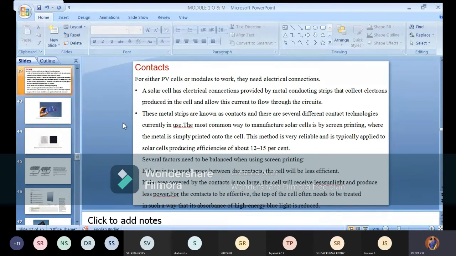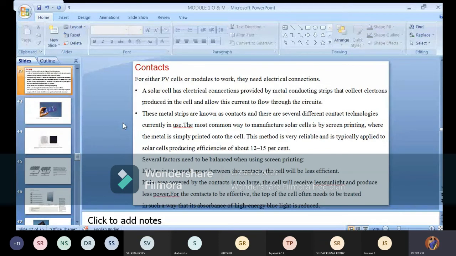Next, from a PV cell you will not get anything. You need to have something to receive the output. Of course, light is incident directly on the solar panel, fine. But you're getting the converted electrical energy, which is a form of DC. But how are you going to receive it? Will you keep some bucket to collect the current? No, we need some device or some connection to receive the energy. So for either PV cells or modules to work, they need electrical connection. It's common sense.